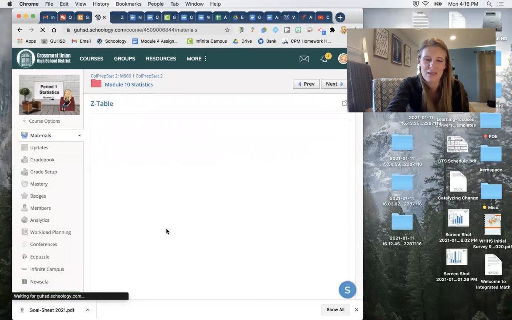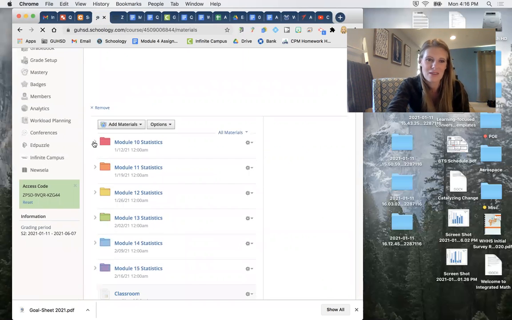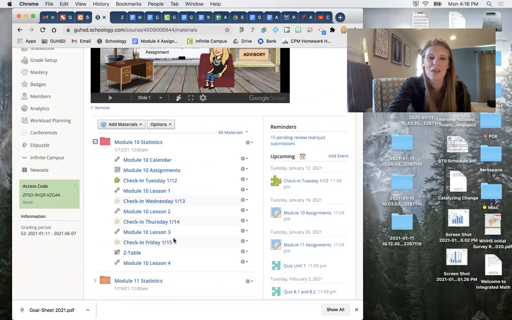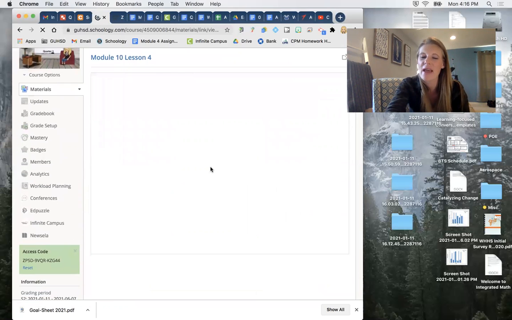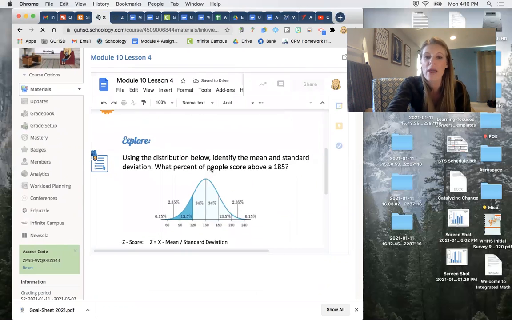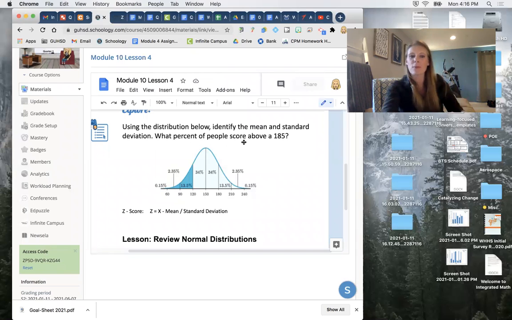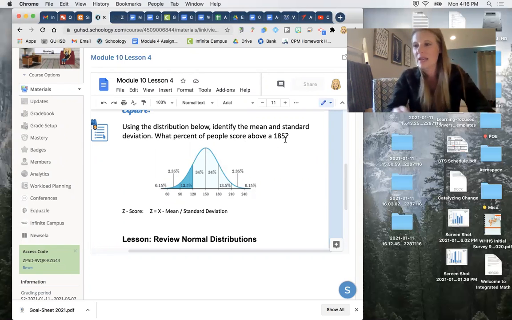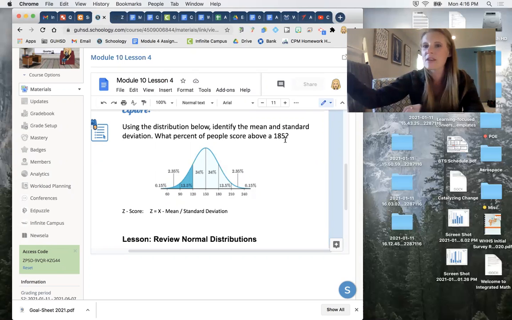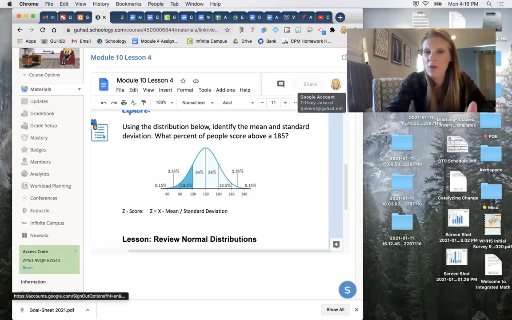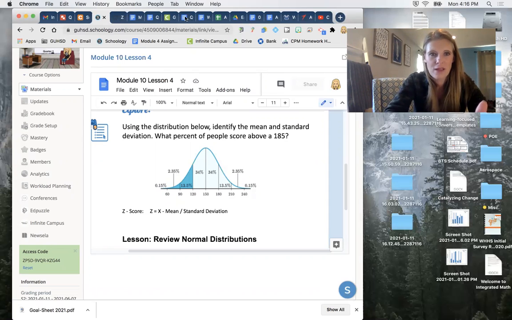Let me go back to the lesson again so that we can see it one more time. We are going to have problems where we find our z-scores, how far away a certain value is. For the first one, it says, what % of people scored above a 185? So I'm gonna switch over to my document camera, show you this one example, and then we'll be done. Let me go to my settings and switch over.